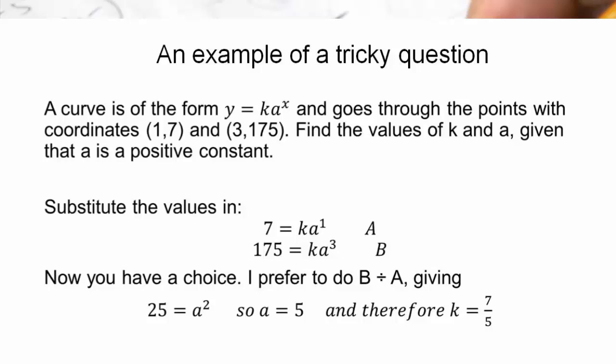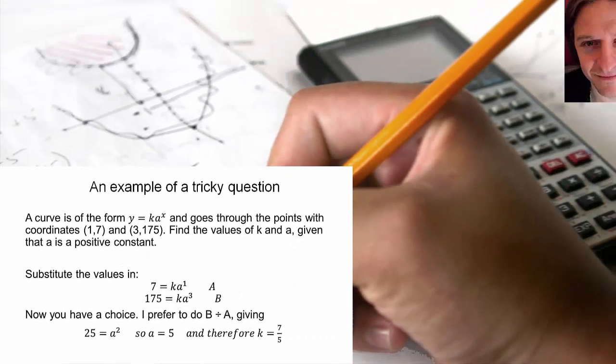So we have 175 divided by 7 is 25. ka cubed divided by ka is just a squared. So 25 is a squared, and therefore a is 5. Some of you might think, hang on a second, why can't it be minus 5? Well, it did say that a was a positive constant, so I know a is 5, and therefore k, plug a is 5 back into a probably, that would be the easiest way, and you can see that k is going to be 7/5.